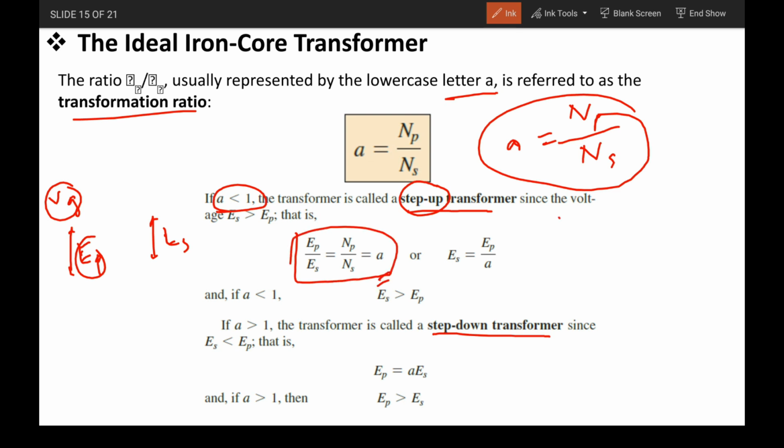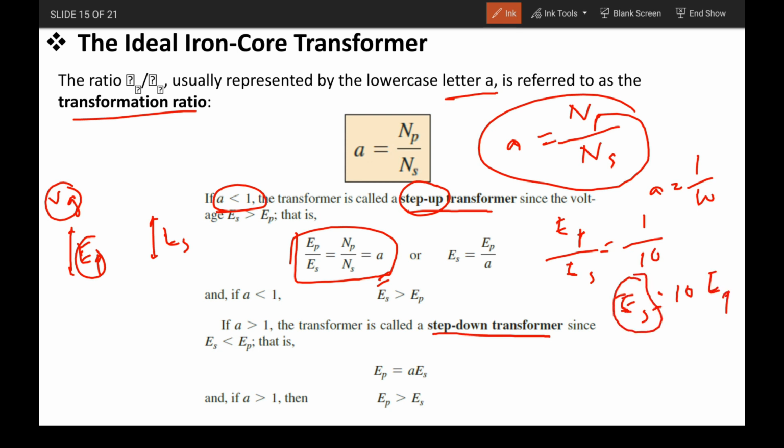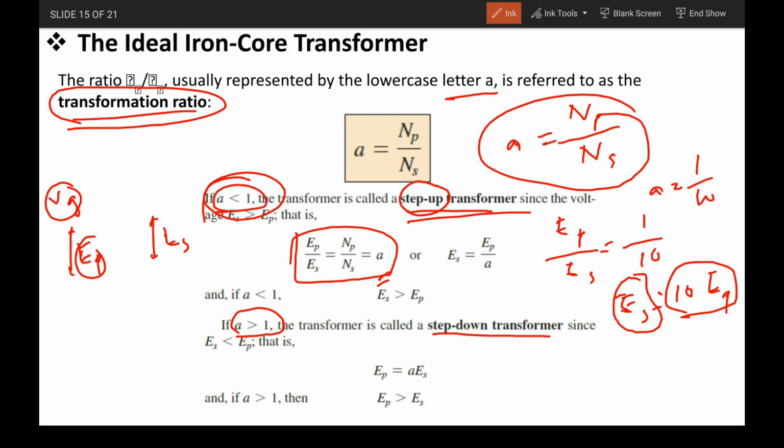Whenever this a is less than 1, for example EP over ES equals, let's say, 1 over 10, then definitely we can say that ES is basically 10 EP, right? So we can understand that the secondary voltage is 10 times the primary. So the voltage is increased, and we call it a step up transformer. For a step up transformer, the transformer ratio is less than 1, that we have just proved, and if it is greater than 1, then it will be step down.